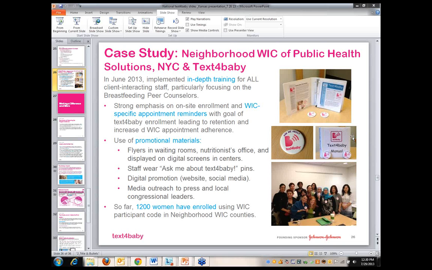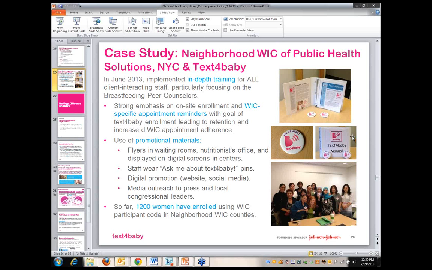What this Neighborhood WIC of Public Health Solutions did is a full integration. They implemented in-depth training for all client-interacting staff, particularly breastfeeding peer counselors, with a strong emphasis on enrolling on site. Every patient coming into the clinic hears about Text4baby, staff wear Ask Me About Text4baby pins, and they enroll their clients right on site, as well as incorporating the appointment reminder feature.